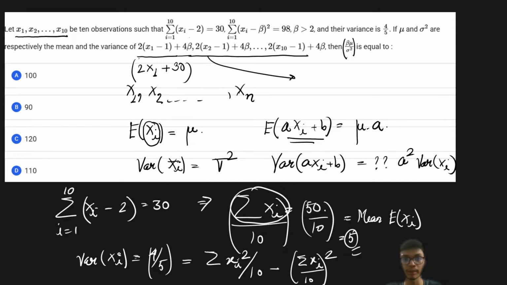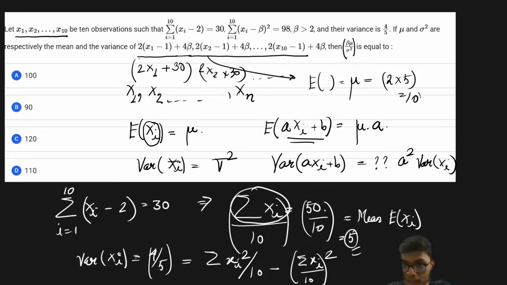So the first observation is 2x1 plus 30, the second observation is 2x2 plus 30. This is what we have in the observations, right? All 10 observations. So the mean of this particular thing is equal to mu, and that mu is equal to 2 times the mean of xi. The mean of xi is 5, so 2 times that is going to be 10. So mu is going to be equal to 10.